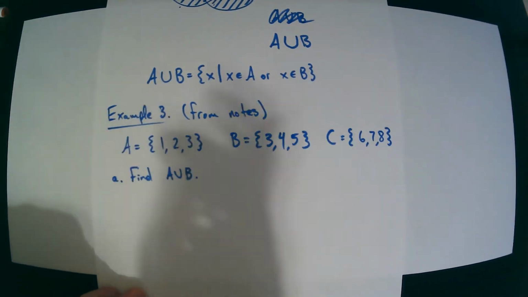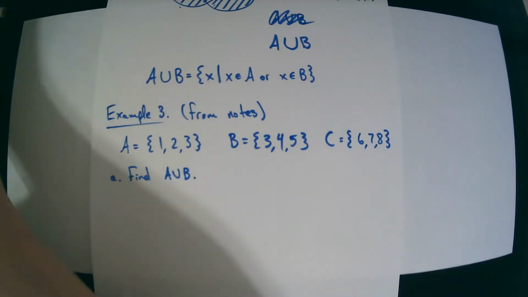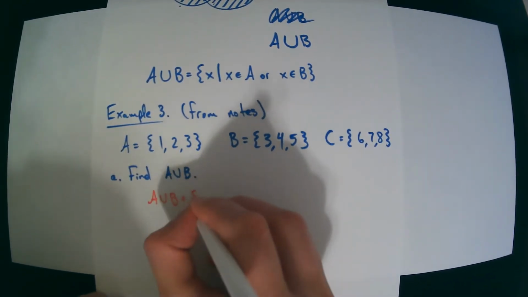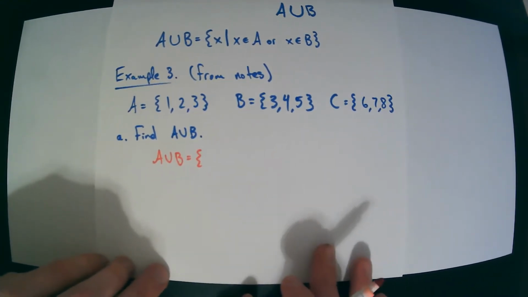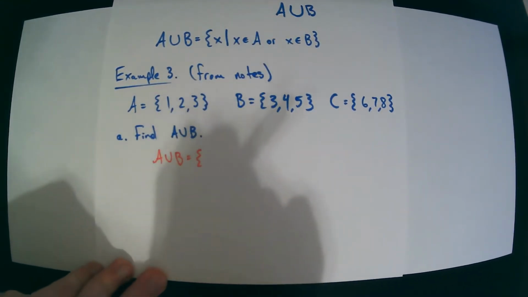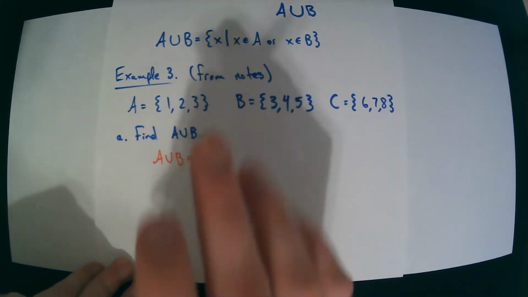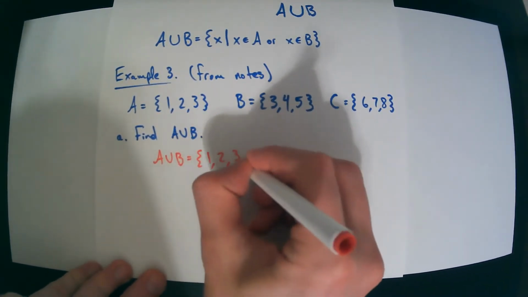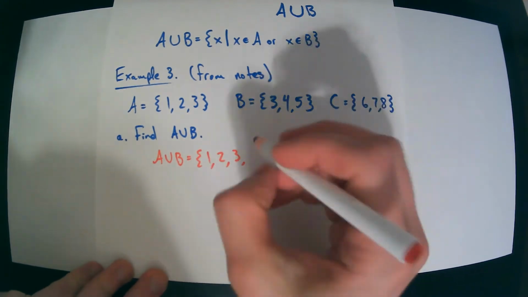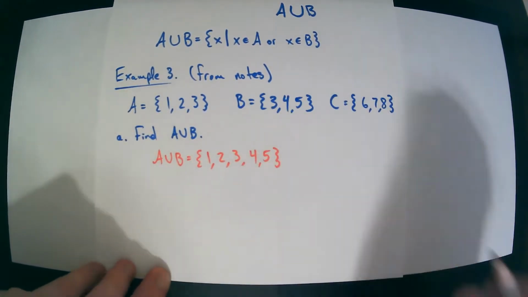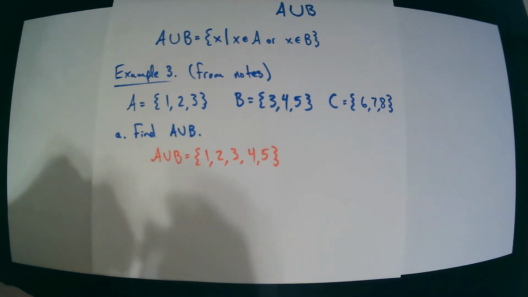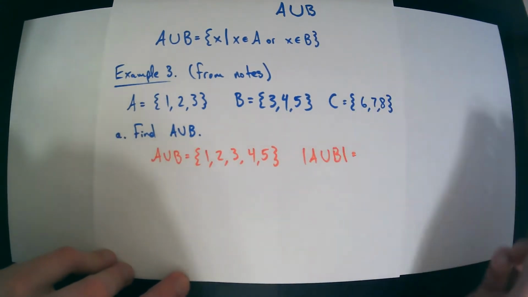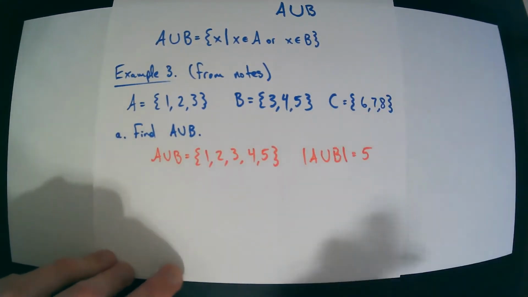A union B. Well, I will do a different color for my solution here. A union B is going to be a set. I want to combine A and B. Notice they have a shared element. I am not going to repeat that element. I'm going to write 1, 2, 3, but I'm not going to write 2 3s because it's the same element. 4, 5. There it is, A union B. For extra practice, what's the cardinal number of A union B? 5, because there are 5 elements.